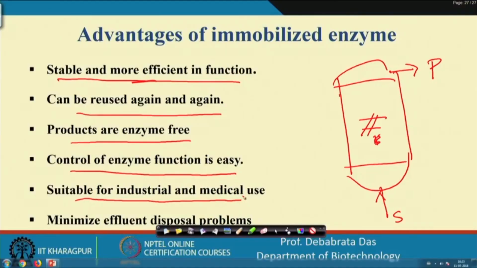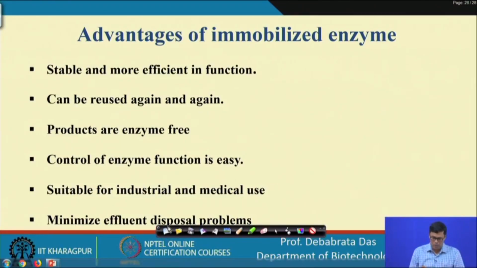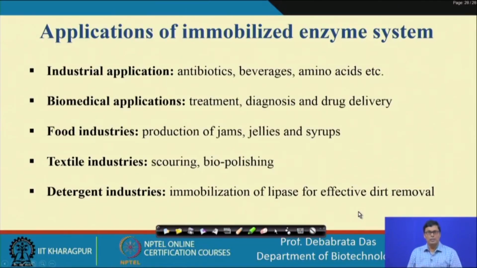Either you take it in the form of tablets, or you immobilize the enzyme on a solid matrix and keep it in the bloodstream, so that the enzyme can convert whatever substrate is present in the bloodstream to the desired product. So that is a tremendous application we have. Then there is the minimum effluent disposal problem, as I mentioned: your effluent will be free from the enzymes. And let us see the applications.